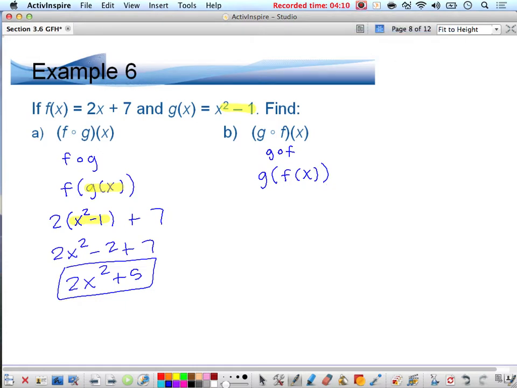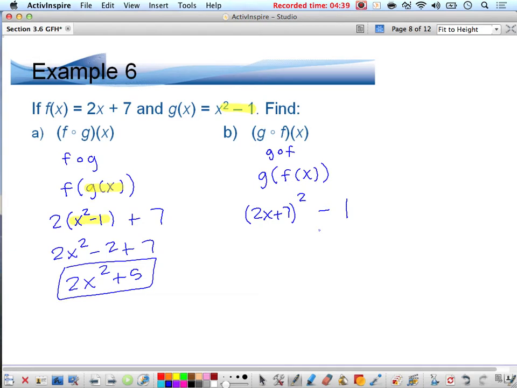So what we have, f of x is the inside function. So the one that's closest to the x is the inside function, and that's the one that needs to go in the parentheses. So my outside function is x squared minus 1. So that means I keep the parentheses, take the x out, insert parentheses, keep the square, minus 1. And what goes in the parentheses is the entire inside function. So 2x plus 7.